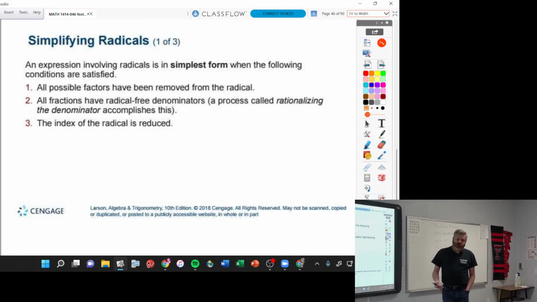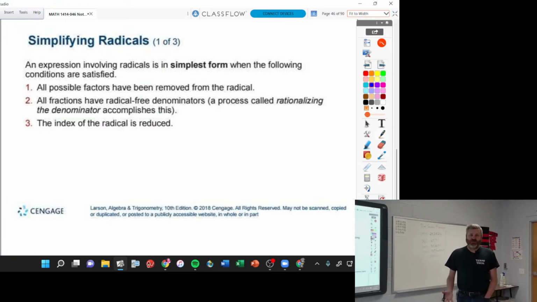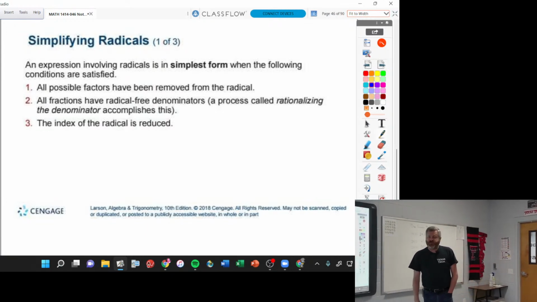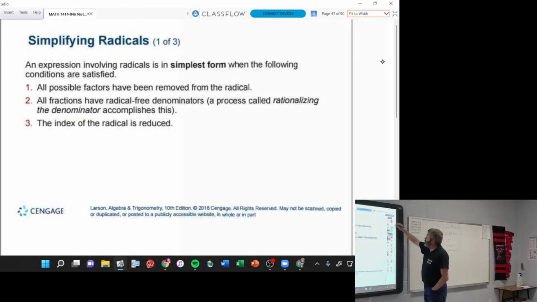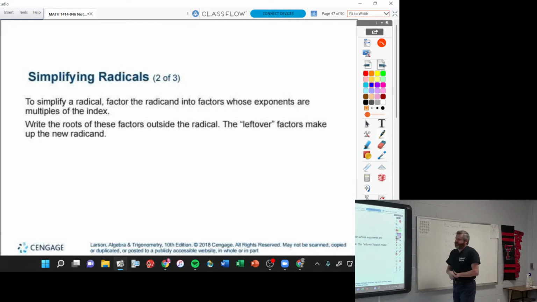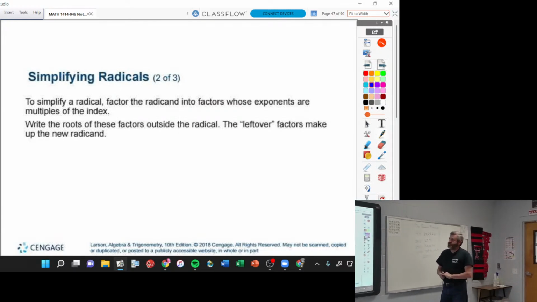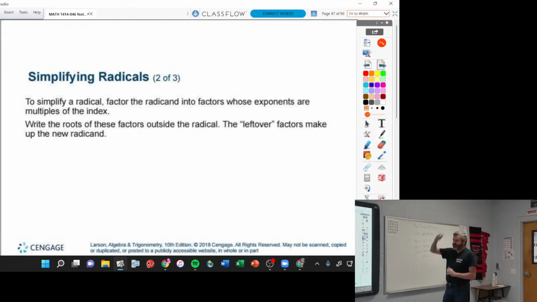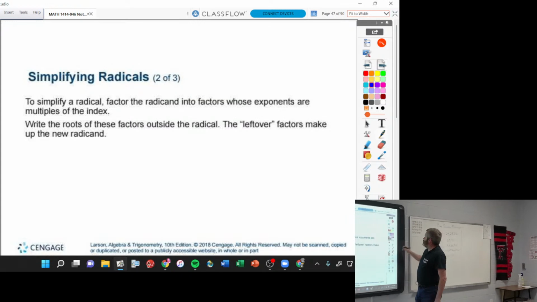So it's possible to start off with a problem that's like the fourth root of something, and then when we get done, the answer is going to be a square root. To simplify a radical, factor the radicand into factors whose exponents are multiples of the index. Write the roots of these factors outside the radical. The leftover factors make up the new radicand.